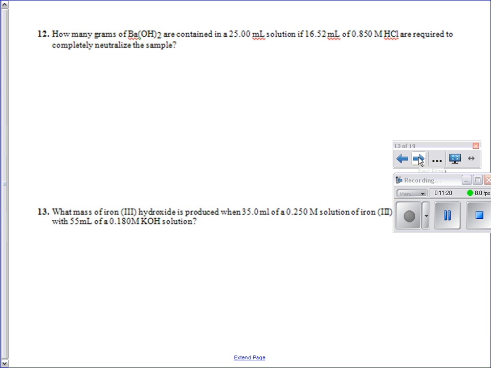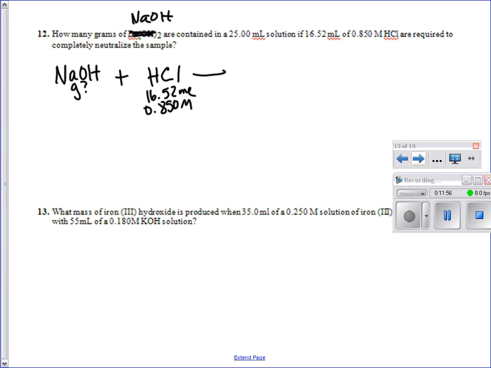All right, let's go on to the next one. This one I'll do dimensional analysis, same type of problem. Again, because of this contradiction that we're going to run into between this problem and the last one, I'm going to change this one again. And we're going to say it's sodium hydroxide. So we're looking for grams of sodium hydroxide, NaOH. We want grams contained in a 25.0 mL solution if 16.52 mL of 0.850 molar HCl is required to completely neutralize the sample.